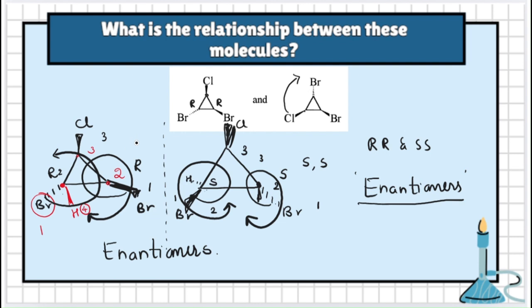So this is how you can tell whether the given molecules are homomers. That means they are exactly the same. Say suppose it's RR and RR, then they are homomers. Enantiomers are non-superimposable mirror images. What about diastereomers? They are non-superimposable non-mirror images. So we call them diastereomers. I hope it is crystal clear to you.